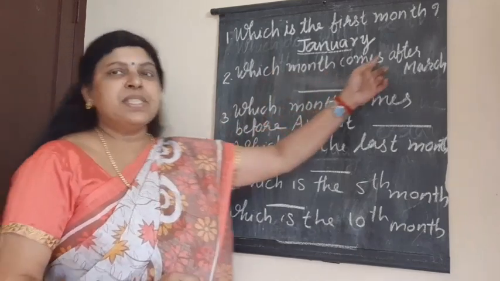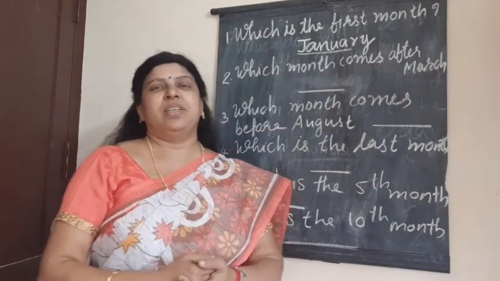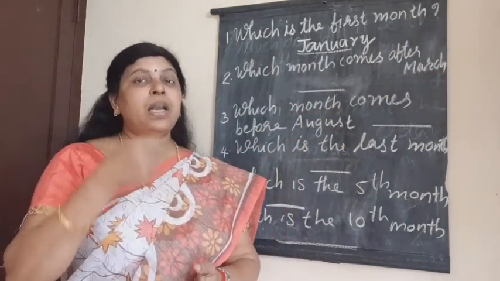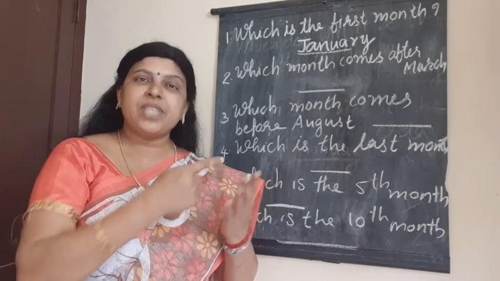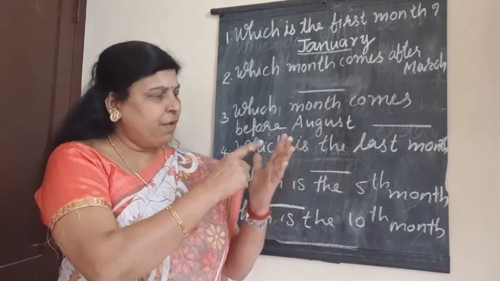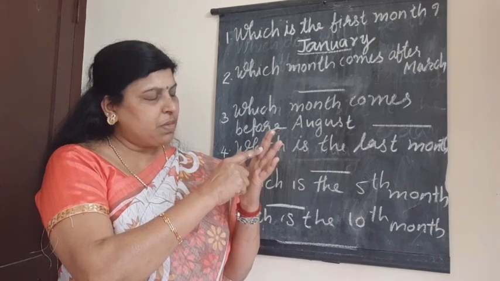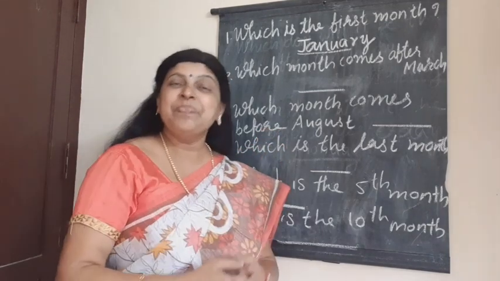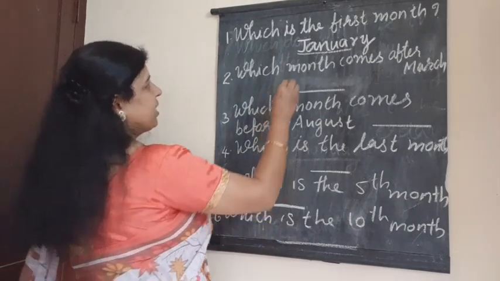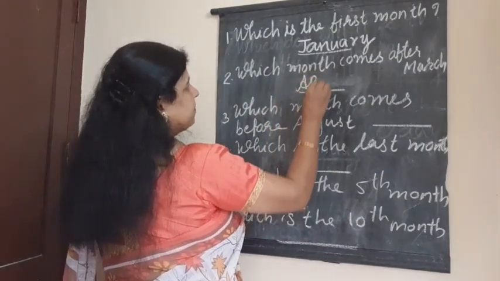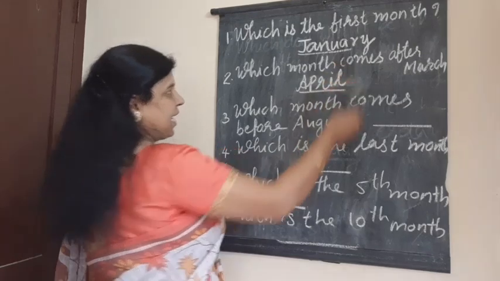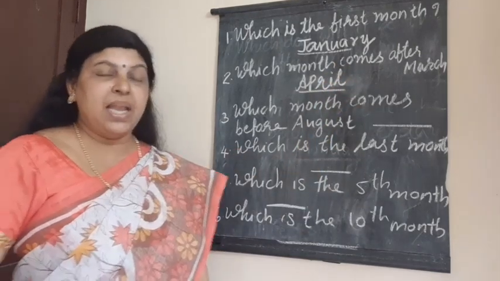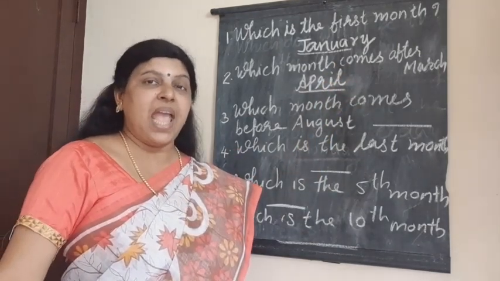Which month comes after March? You have to say January, February, March. March, after that April. Very good. April. A-P-R-I-L. April.